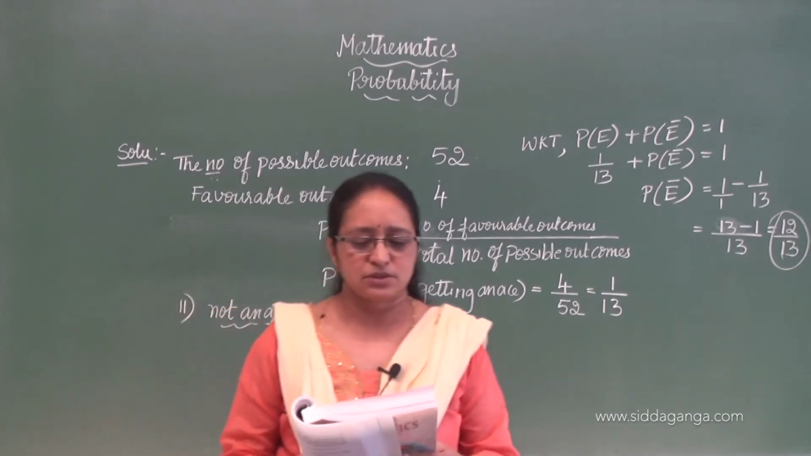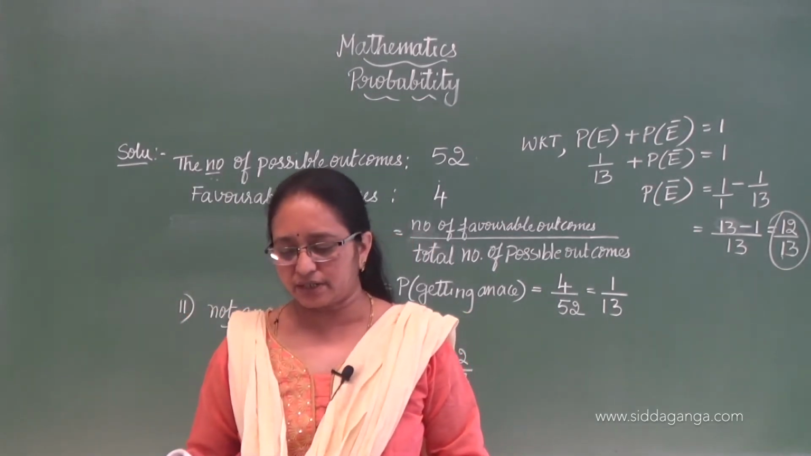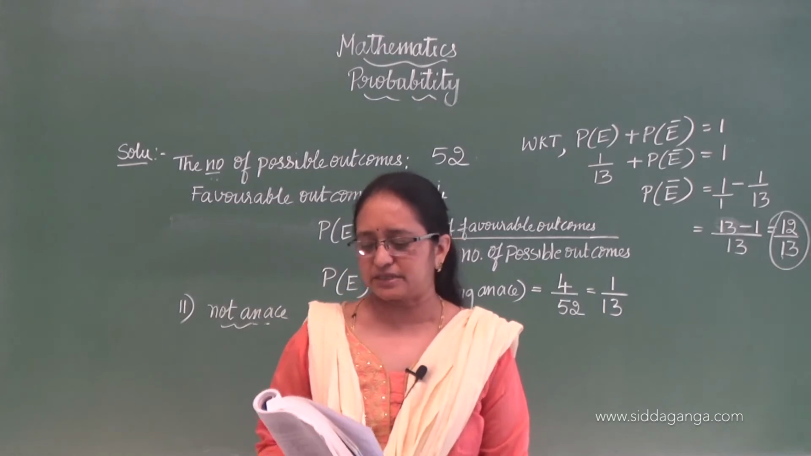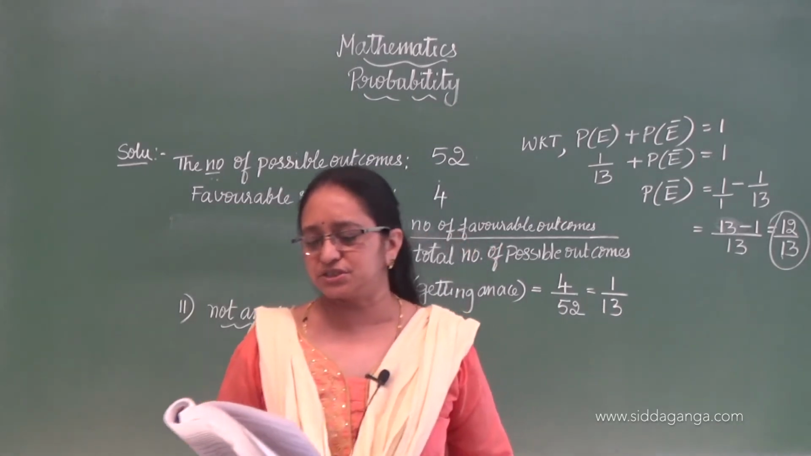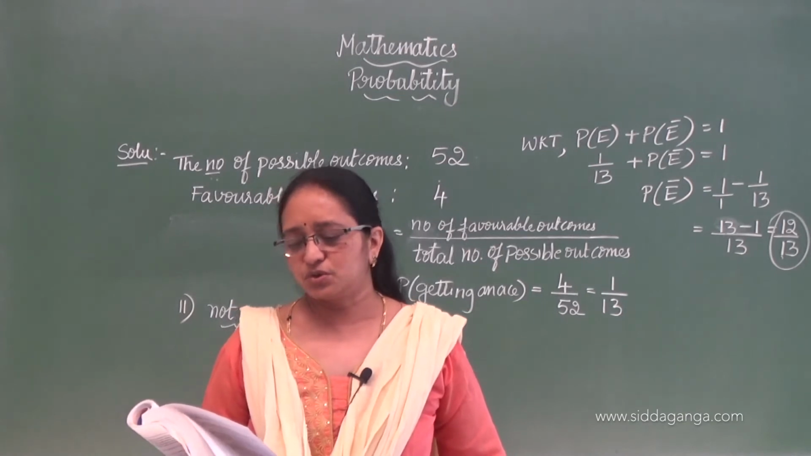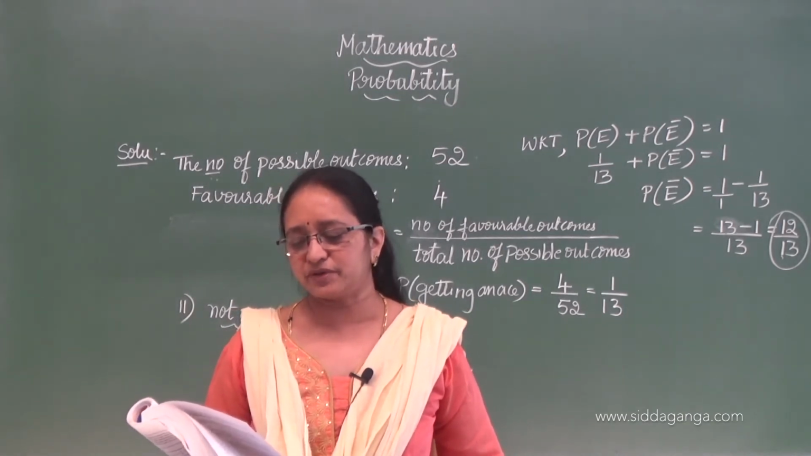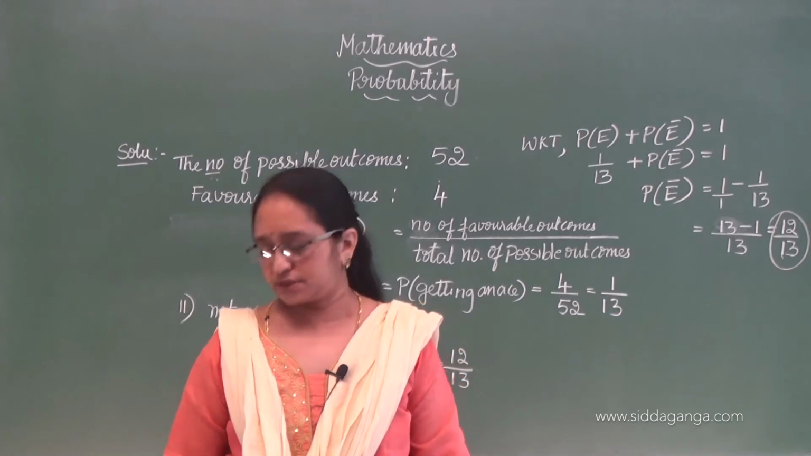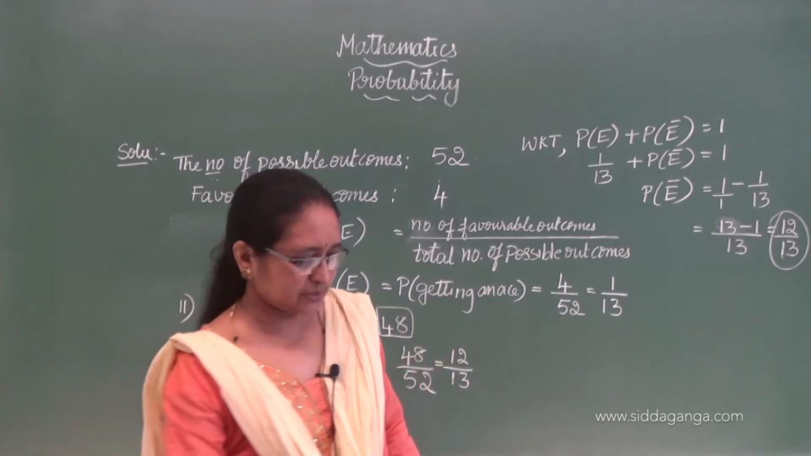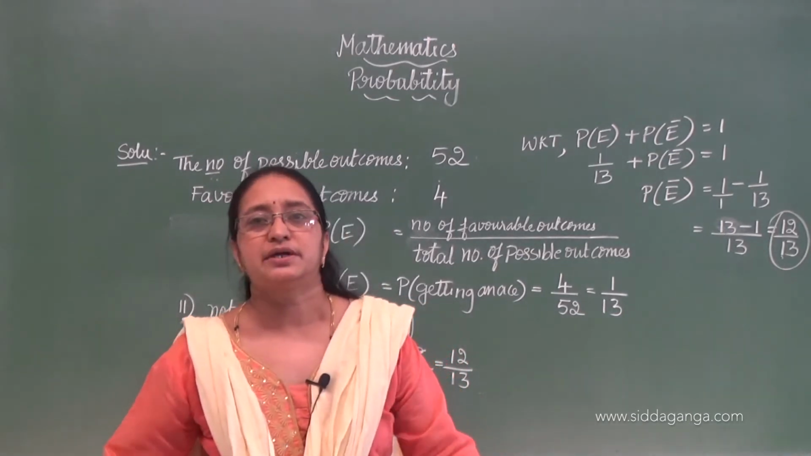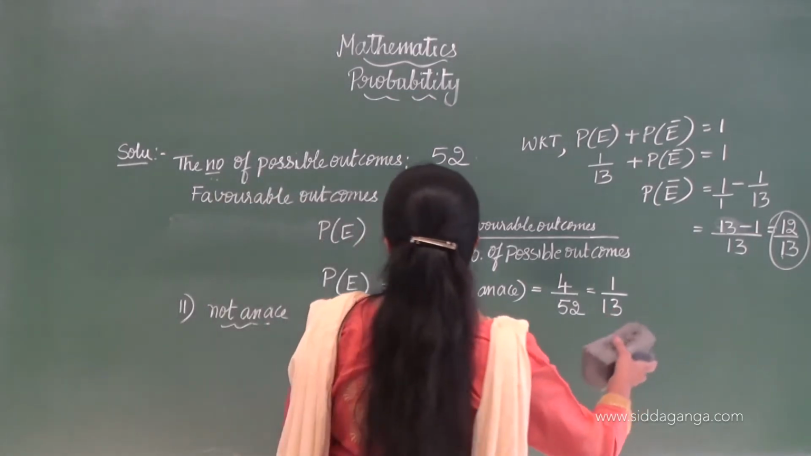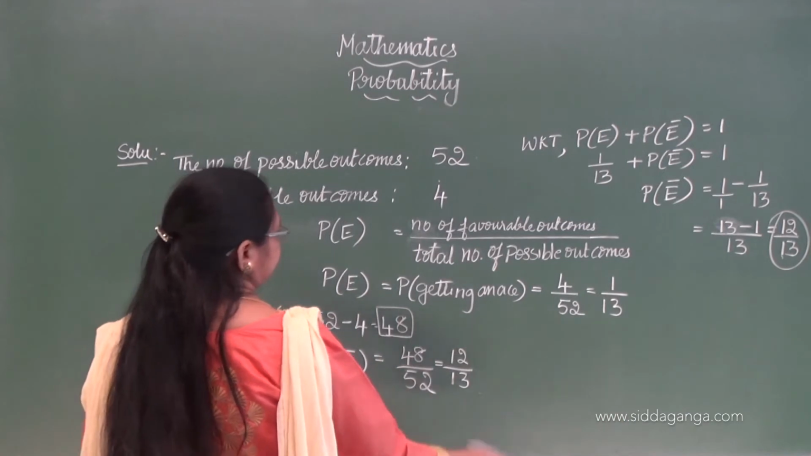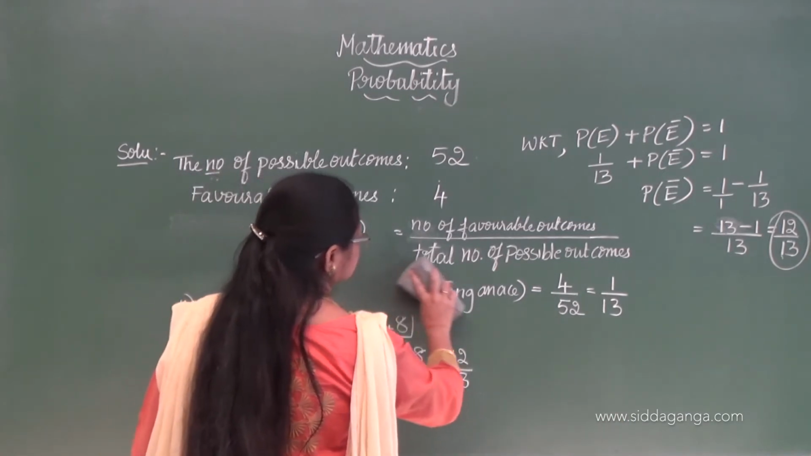Fifth example: two players, Sangeeta and Reshma, play a tennis match. It is known that the probability of Sangeeta winning the match is 0.62. What is the probability of Reshma winning the match? See, again I had told you they will ask you this type of question. So I can do it here only.